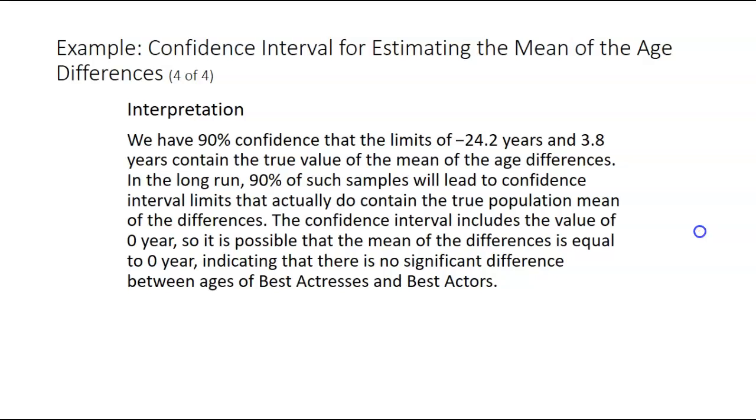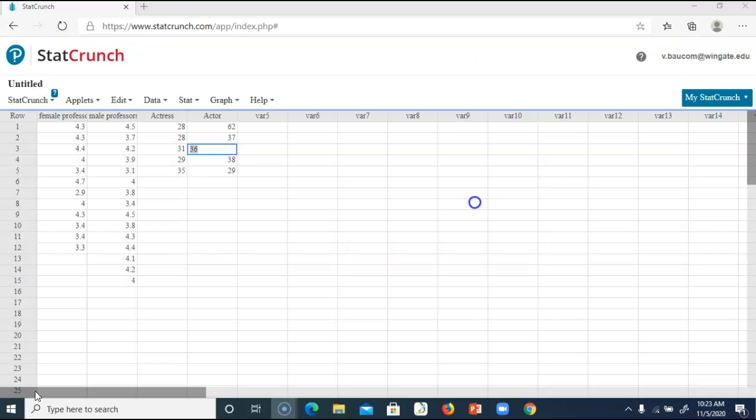So as far as interpreting this, we have a 90% confidence that the limits of negative 24.2 years and 3.8 years contain the true value of the mean of the age differences. So basically, the confidence interval includes the value of 0, so it's possible that the mean of the difference is equal to 0. If that were true, then we would be basically saying there is no significant difference between the ages of the best actresses and best actors.